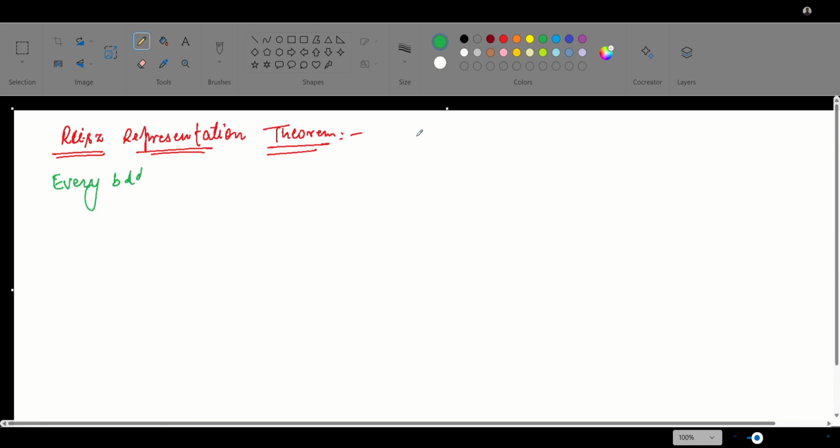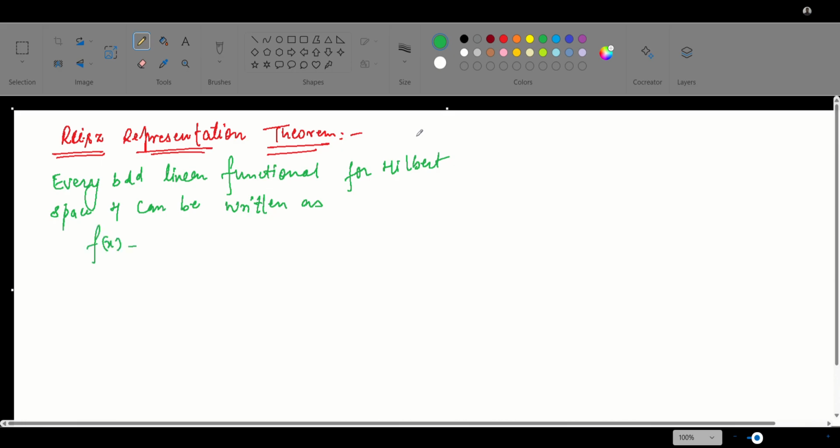Every bounded linear functional for Hilbert space H can be written as... इसको हम लोग क्या बोलेंगे और कैसे लिखेंगे? Written as f of x, which is equal to just represented by inner product x comma some z.